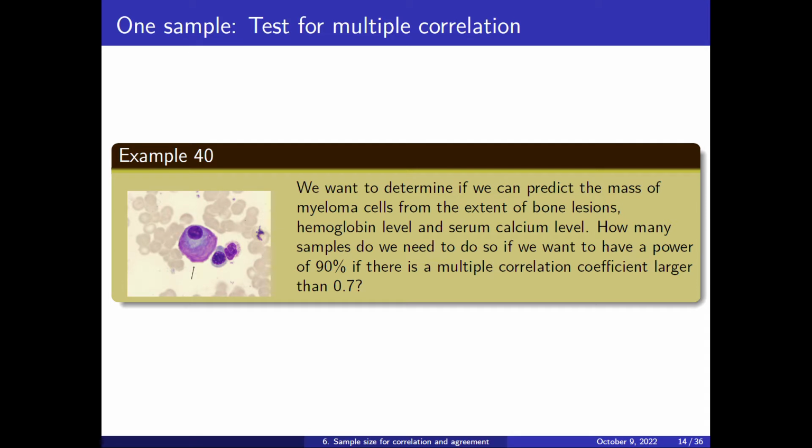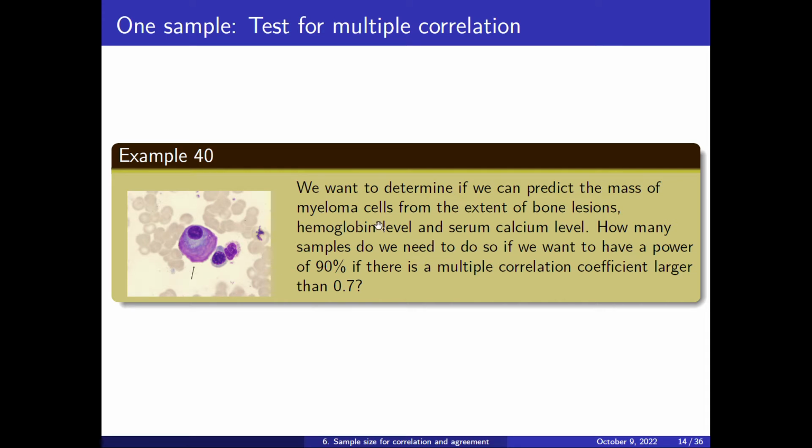So the first one is, let's say that you want to determine if you can predict the mass of myeloma cells, that is a kind of cell, from the extent of bone lesions, hemoglobin level, and serum calcium level. So you have three variables, and these three variables will try to predict the mass of this kind of cells.